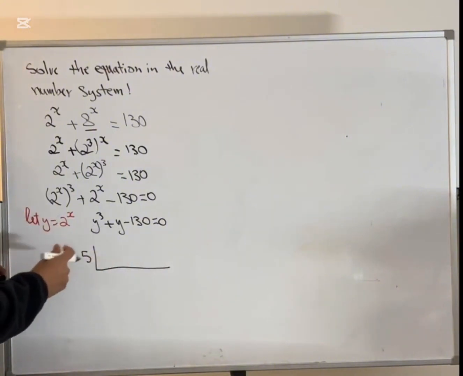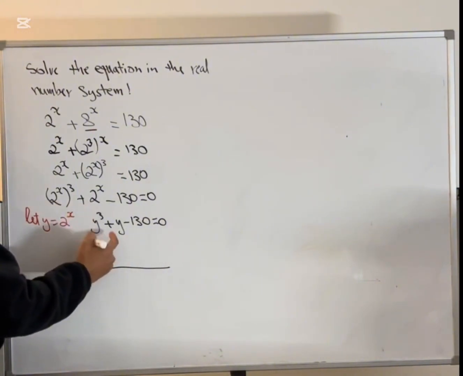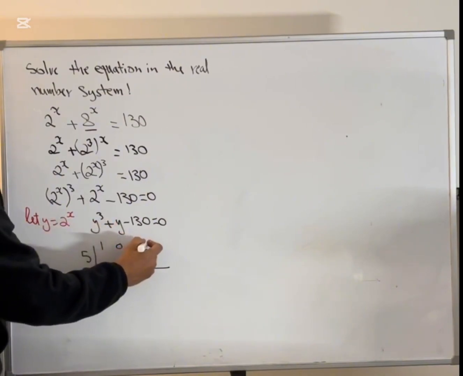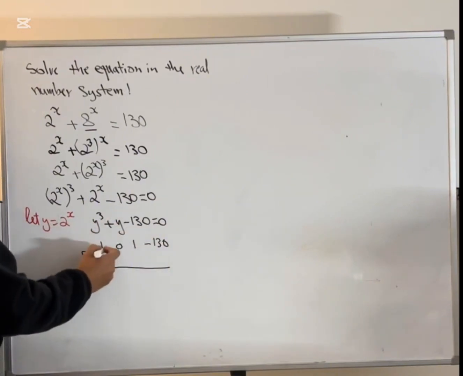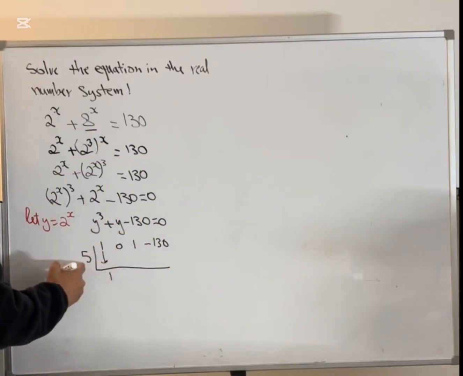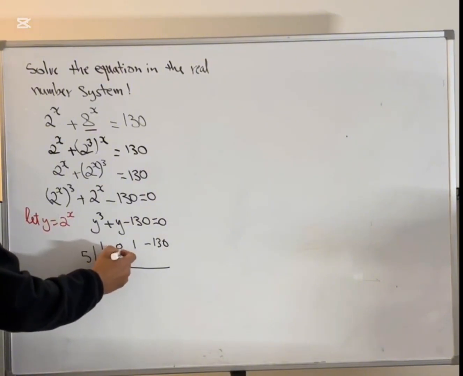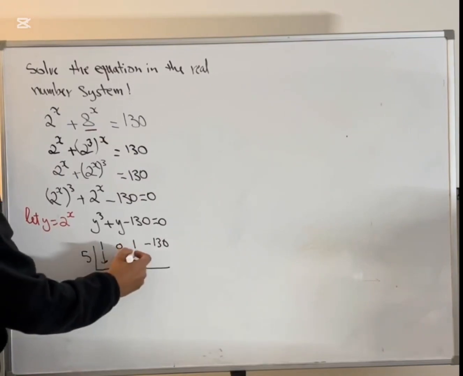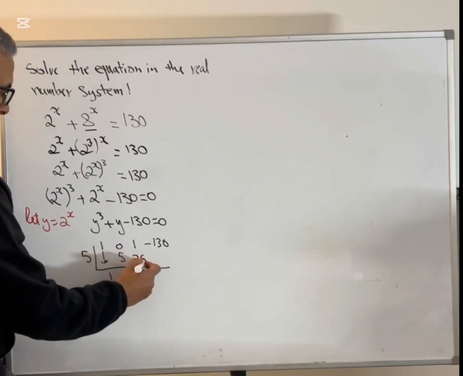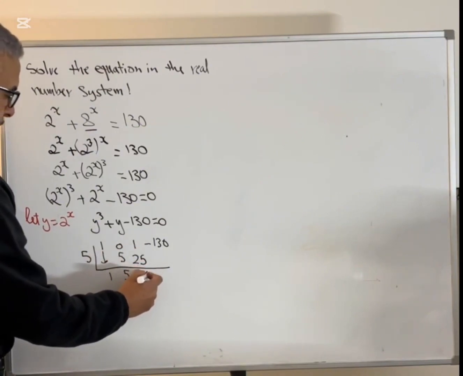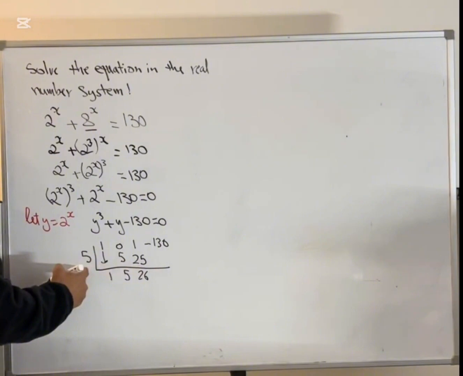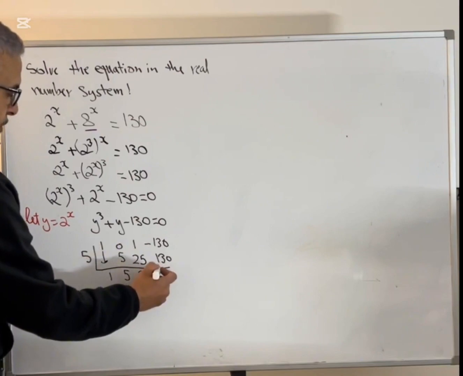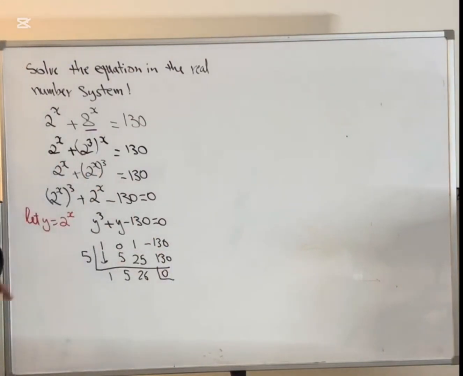So I'm going to do synthetic division with 5 to figure out the rest of the equation. Now, the coefficients here are 1. We don't have a y squared, so that's going to be 0. And 1 and negative 130. Bring the 1 down. 1 times 5 is 5. We write that there and we add 0 plus 5 is 5. Now 5 times 5 is 25. We add, we get 26. And 26 times 5 gives me positive 130. And when we add, we get 0. So the remainder here is 0, and that's why 5 is a factor.